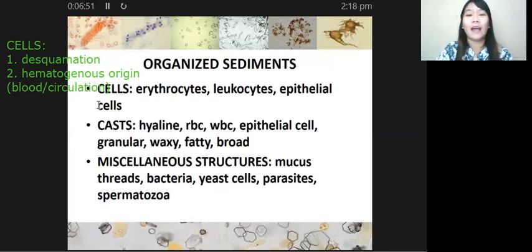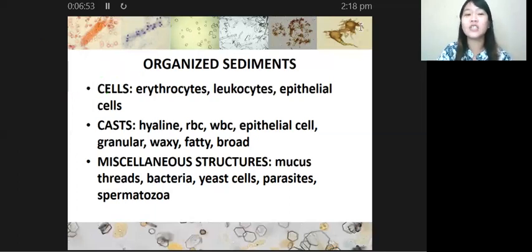So before we discuss each and every one of these sediments, it is very important also for us as medical technologists providing the results for our urinalysis to know how we are going to report the presence of these different sediments.